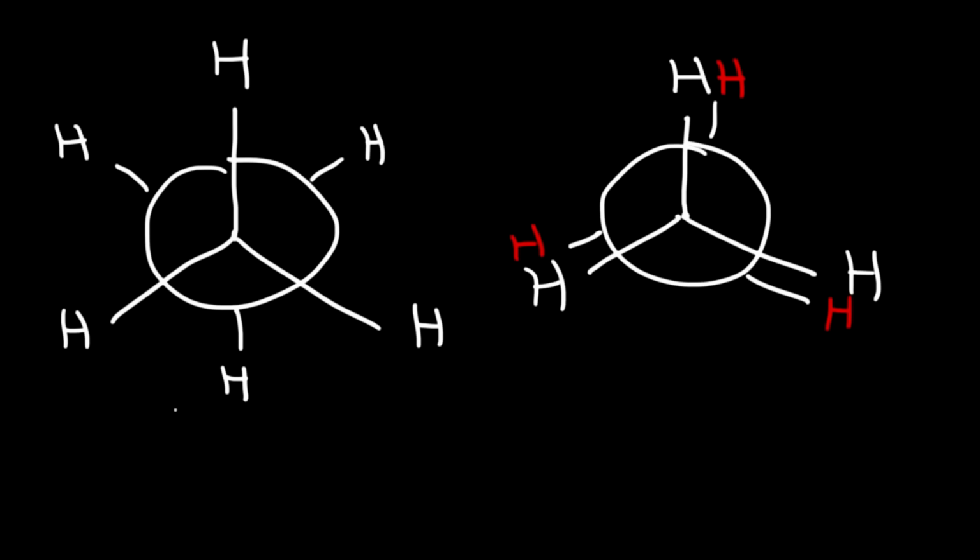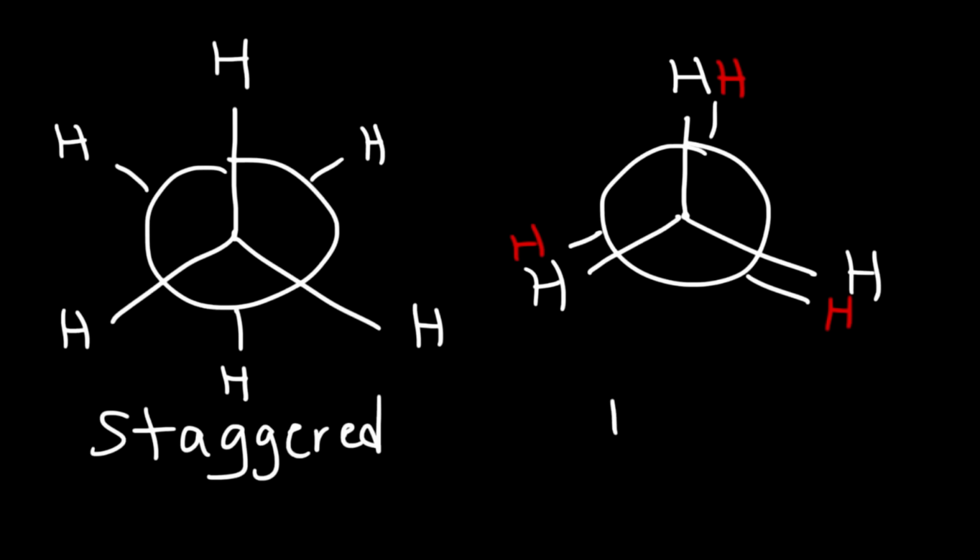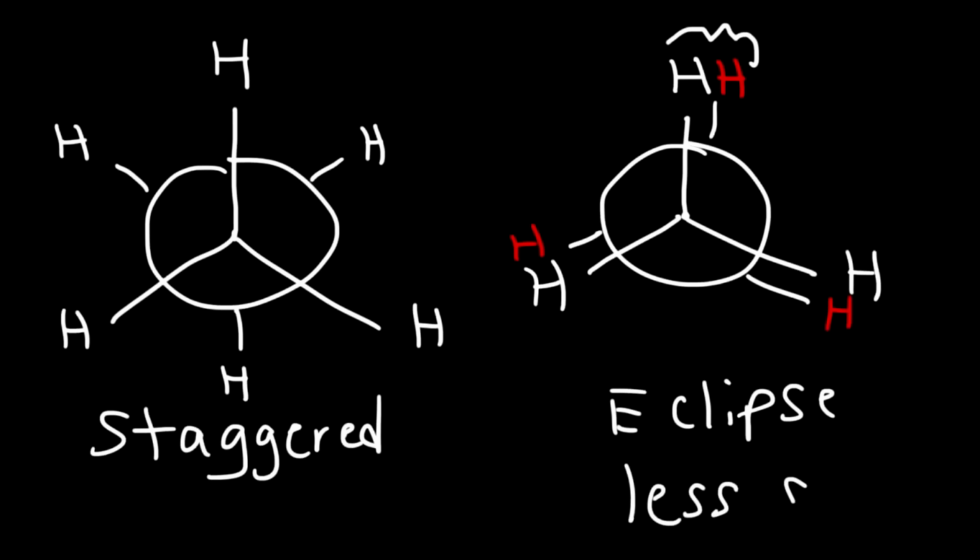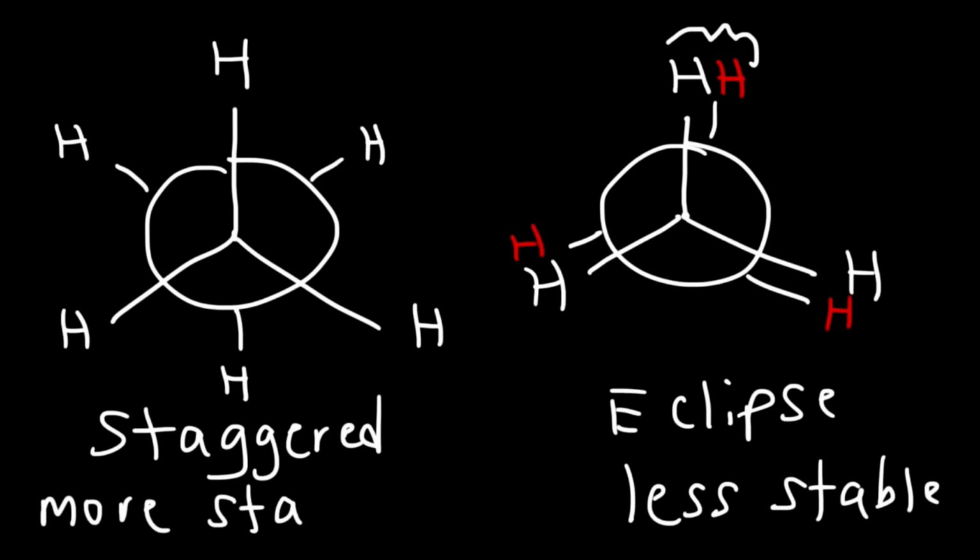You need to understand that the staggered conformation is more stable than the eclipsed. And the reason for that is this interaction where the hydrogens are eclipsing each other, there's torsional strain. And so this conformation is going to be higher in energy. So this is the less stable conformation. And on the left, we have the more stable staggered conformation.